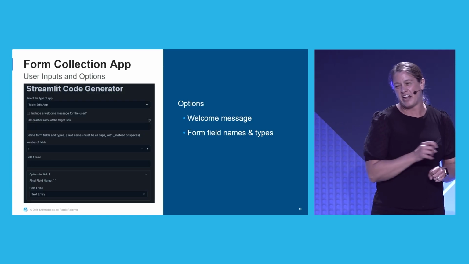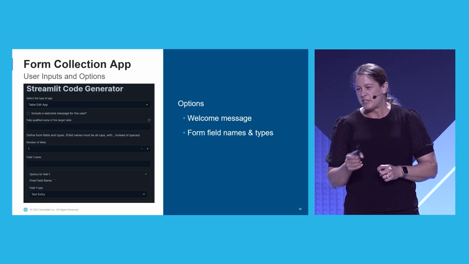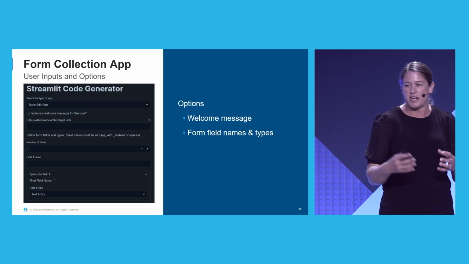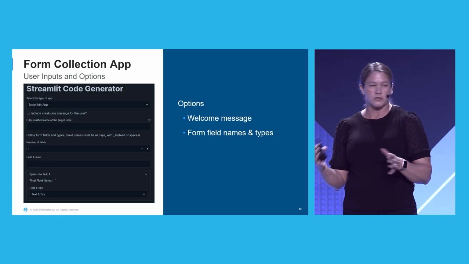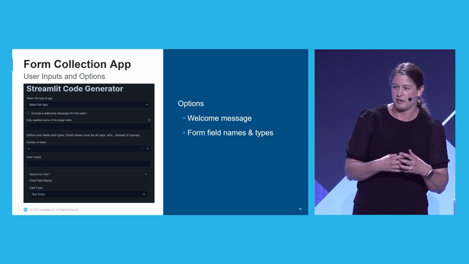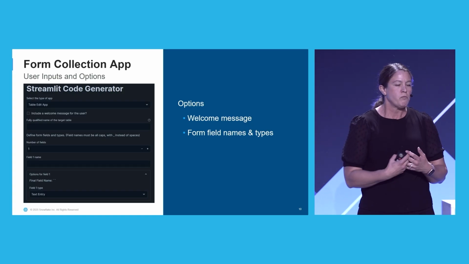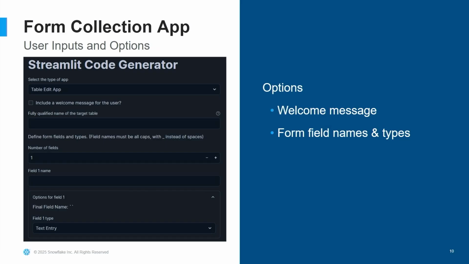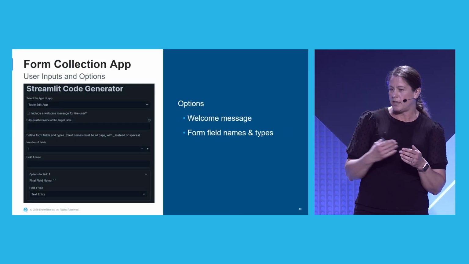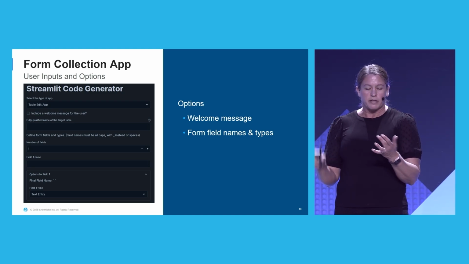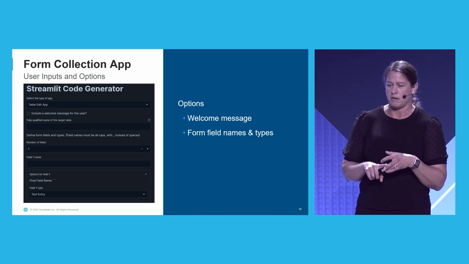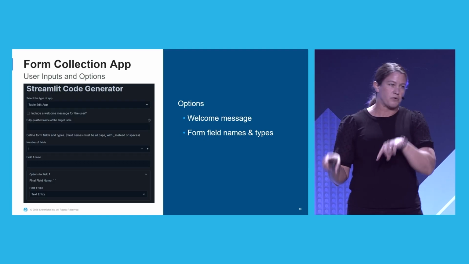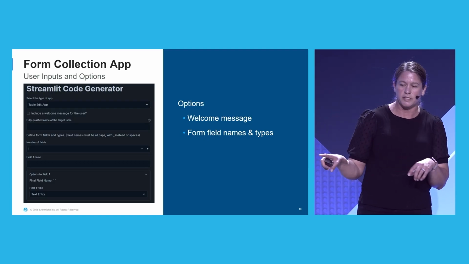So in a form collection app's options, we start again by choosing whether or not we'd like to include a welcome message for our users at the top of our app page. We'd check that box if we would like to. And then we're going to provide the fully qualified name of our target table that we want our app to write to. Next, we define our form fields and data types: how many fields we'd like, the name, and the data type of each. This will actually drive the table definition for our target table.